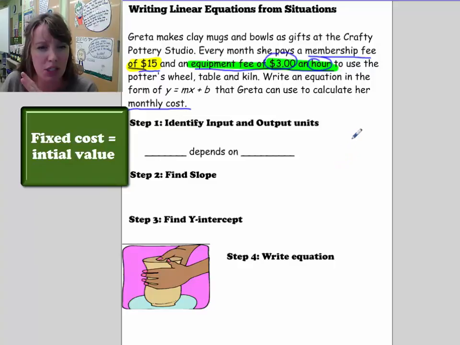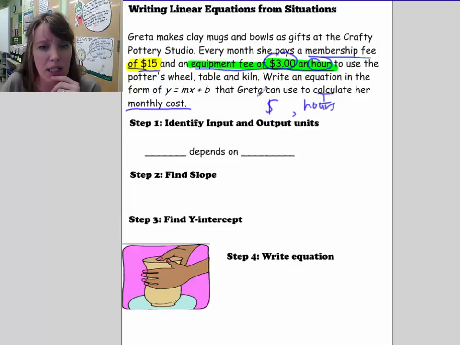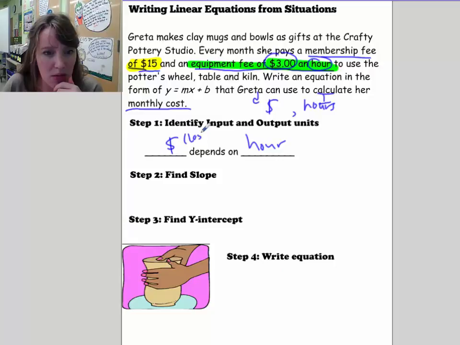Okay, so let's just identify the input and output variable. So we have 2 units here. We have money, right? And we have hours. Okay, now remember, oftentimes the hours, as it is in this case, is independent and the money is dependent. So the money depends on the amount of hours, or the money in cost, what it costs to her, depends on the amount of hours she uses the studio for every month.